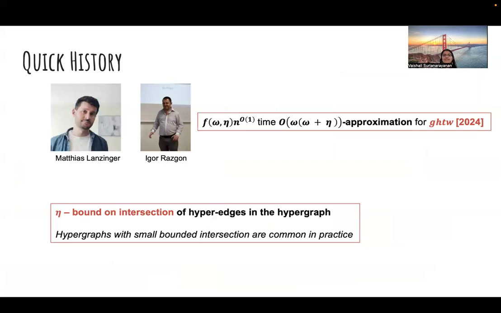Okay, and very recently, Matthias Lanzinger and Igor Razgon gave an FPT approximation for generalized hypertree width for hypergraphs of bounded intersection, right? So here eta is the bound on the intersection of the hyperedges in the hypergraph. And they gave an f of omega comma eta time approximation, with a factor of omega plus eta, right? So an FPT approximation in FPT time. And it turns out that hypergraphs with small bounded intersection are common in practice, and that's why there's motivation to study this special graph class.